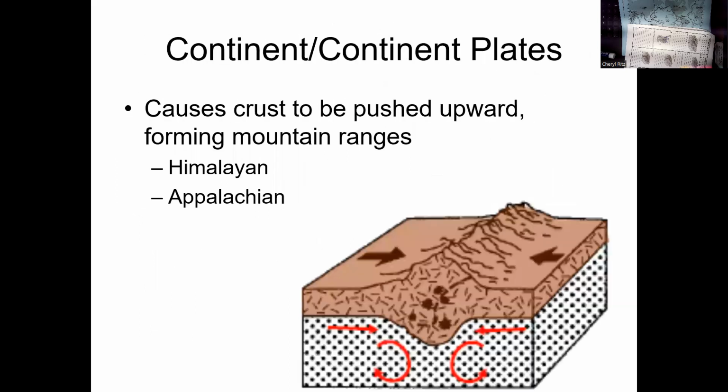So when two continents collide, this goes in the spot that says continental, right under that first picture in the middle. It causes the crust to be pushed upward, forming mountain ranges. The best example is the Himalayas. That's what I just talked about. But another mountain range where this has happened is the Appalachian Mountains. And I do want to talk about that for a second.